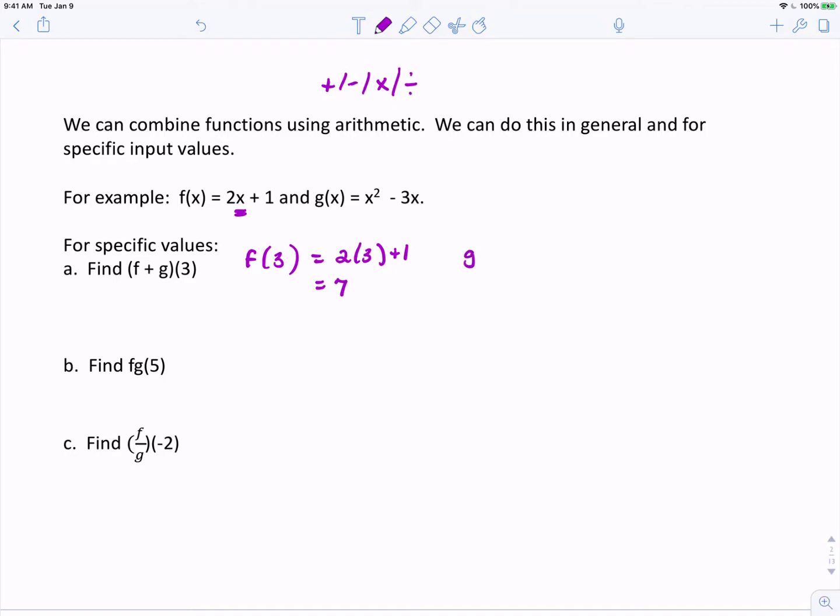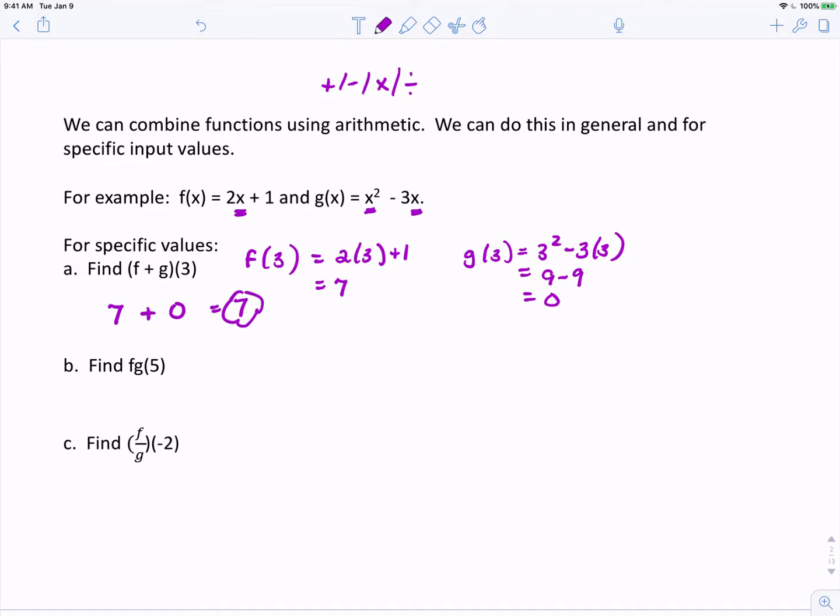Next, we'll find g of 3. Again, we just plug in 3 for x: 3 squared minus 3 times 3. In other words, 9 minus 9, or 0. So f plus g of 3: we found f of 3, which is 7, and we're going to add g of 3, which is 0, and this gives us an answer of 7.